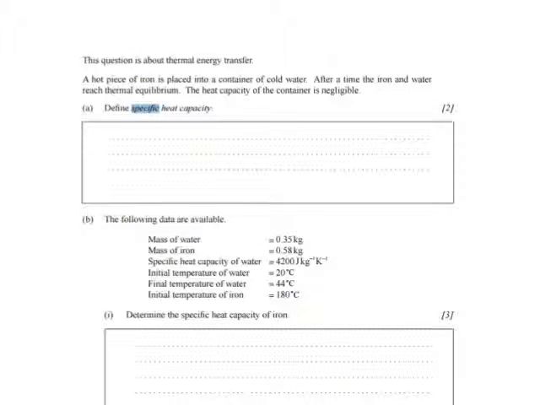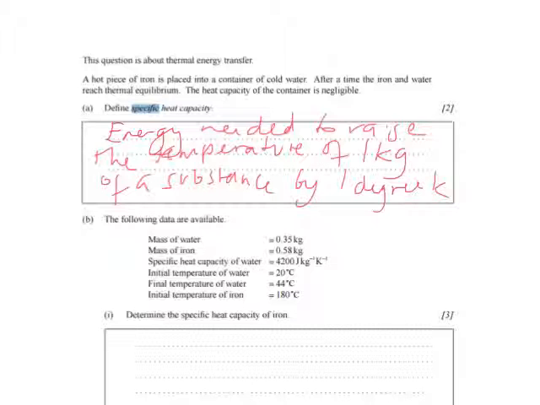This is a definition question, and definitions must be learnt. The specific heat capacity is the energy. I'll just write it down. Okay, the definition is specific heat capacity is the energy needed to raise the temperature of 1 kilogram of a substance by 1 degree Kelvin. Some of you forgot to say the temperature. So your definition read, energy needed to raise 1 kilogram by 1 degree. That's not enough. You must say the temperature of.